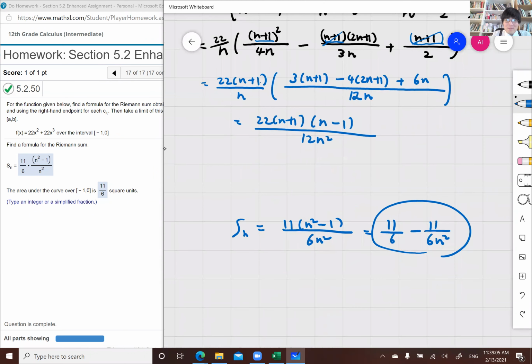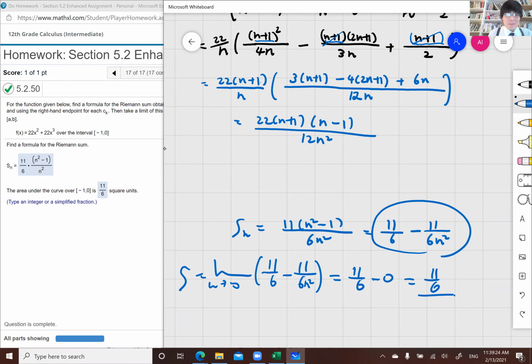Okay, that's S_n. Now finding the limit is simple. You just take the limit of this one, and if you did the simplification, then the limit is 11 over 6 minus 0, since 1 over infinity is 0. So you get 11 over 6 instantly. That's going to be the area under the curve. That concludes this section.